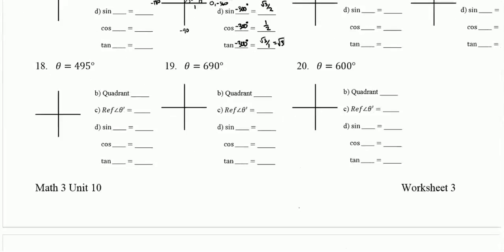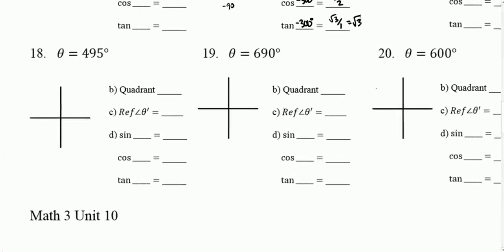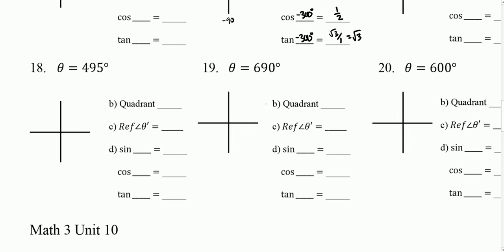Let's take a look at number 19. 690 degrees. That's more than 360, so we're going to have to go around more than once. So 0, 90, 180, 270, 360, add 90 to 360, we're going to be at 450. Keep adding 90, we're going to be at 340.